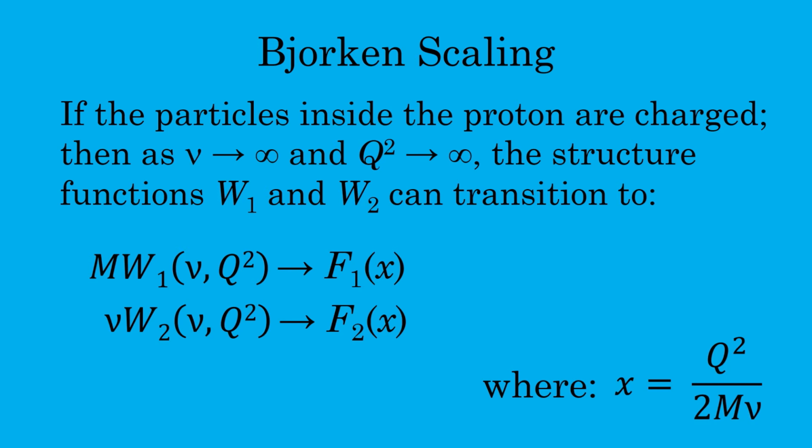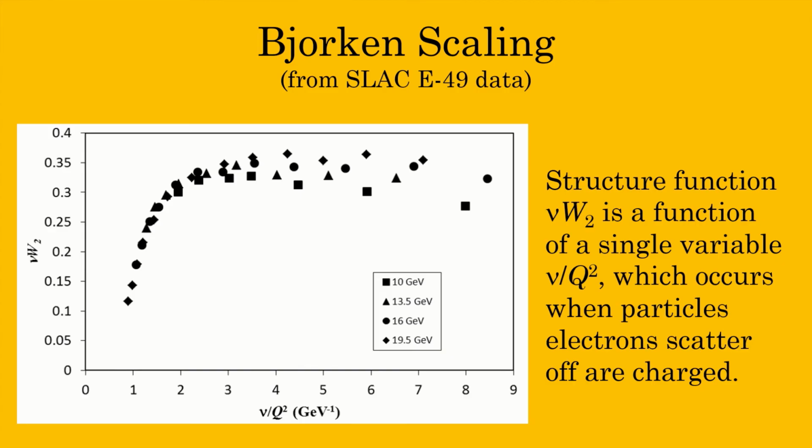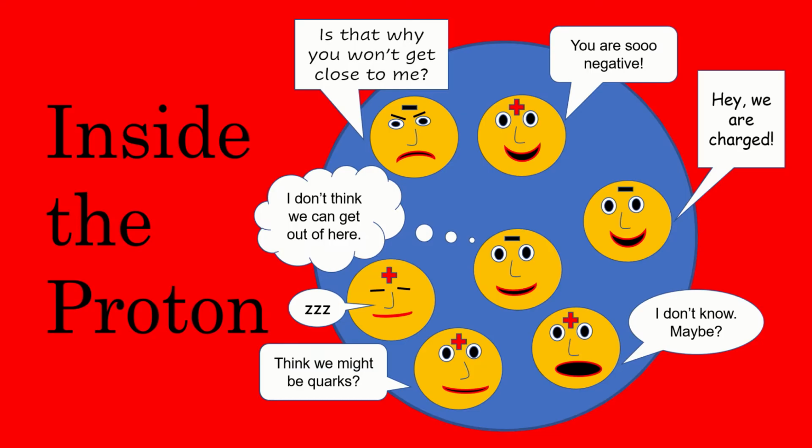In 1968, a plot of nu W sub 2 as a function of nu over q squared using data from the SLAC E49 experiment showed that all the data tracked along a single curve regardless of the electron energies. This indicated the structure function is not dependent on the electron energies built into nu and q squared. Consequently, the scattering was exhibiting what came to be known as Bjorken scaling, indicating the electrons were scattering off charged particles inside the proton. So the particles inside the proton met one of the criteria for being quarks.